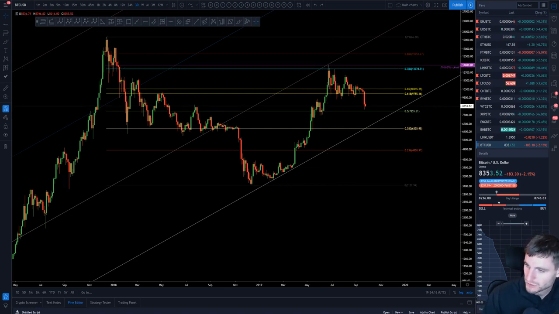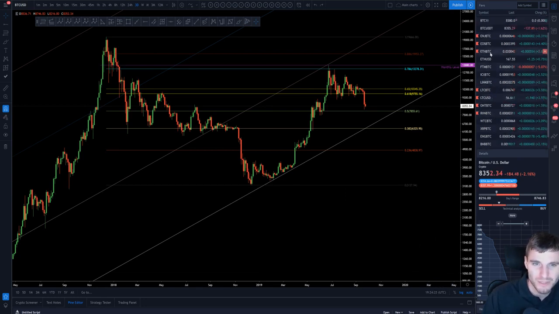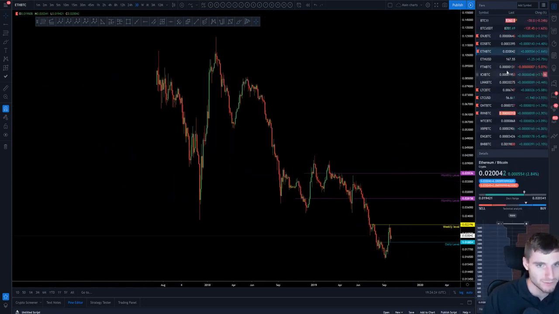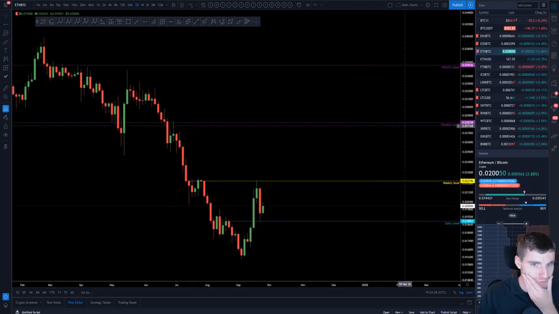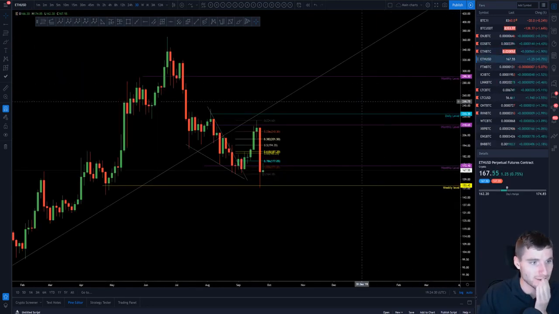Cool. How do you shorten your monthly, weekly, daily levels, like on ETH chart? What do you mean? How do I shorten my levels? I'm not 100% sure what you mean actually by how do I shorten my levels?